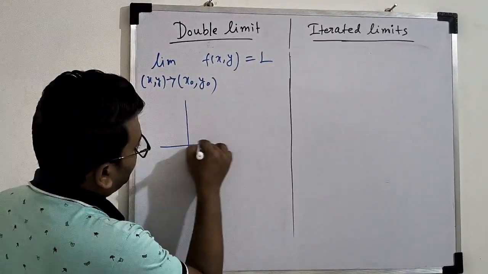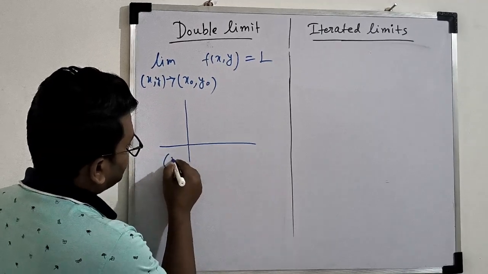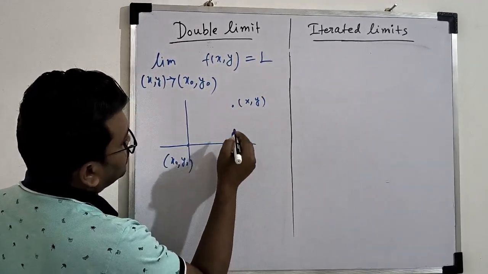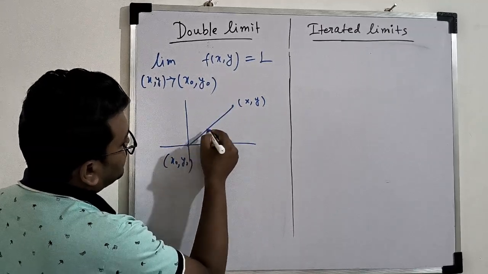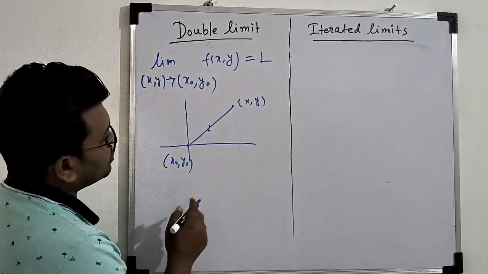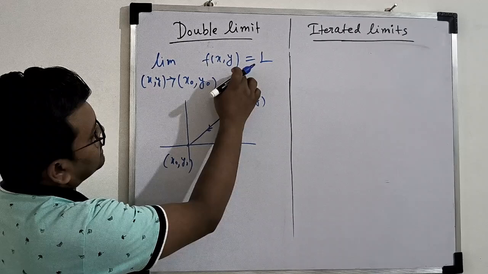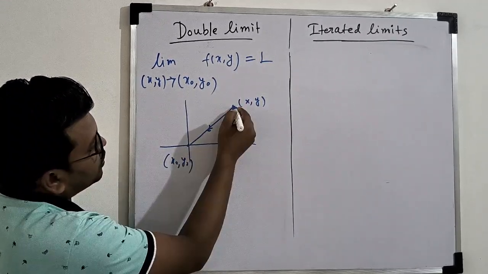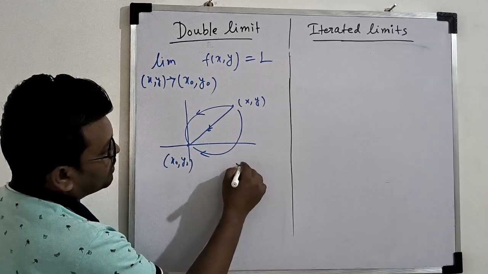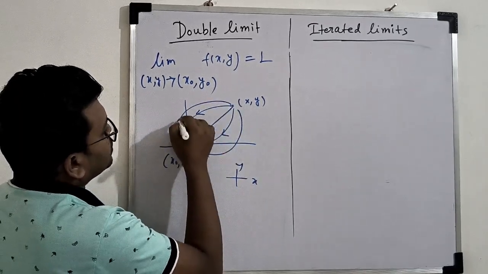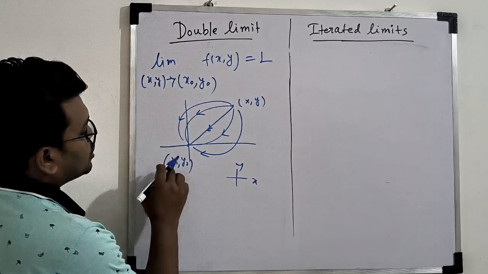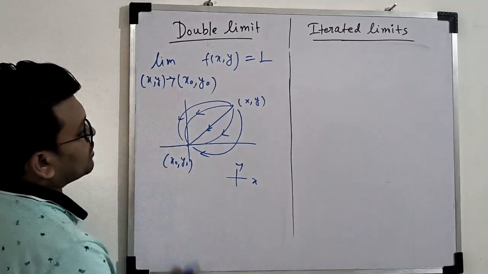In this case, if this is the point (x0,y0) and this is the point (x,y), then (x,y) approaches (x0,y0) by many points in this double limit. So it can approach (x0,y0) through any path in this xy plane. There are many paths through which (x,y) can approach (x0,y0) in the double limit.